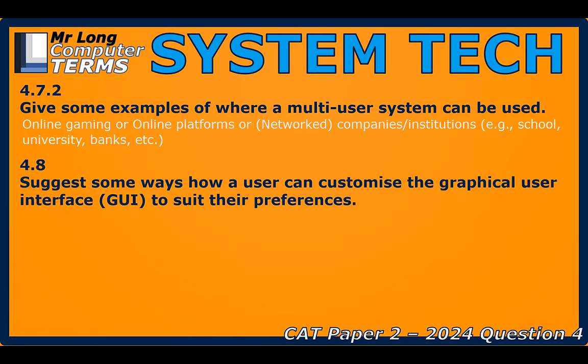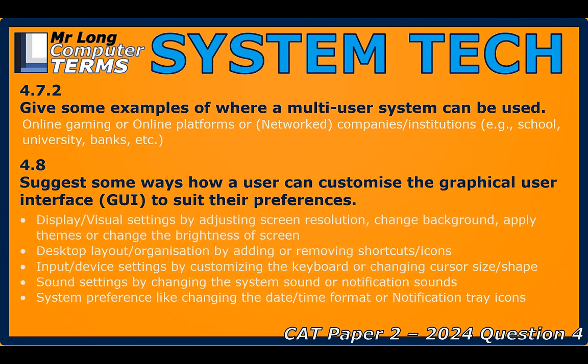There are tons of ways you can tweak the display or visual settings, adjust screen resolution for clarity, change the background wallpaper to something you like, apply whole themes that change colors and icons. Like dark mode. Exactly. Dark mode is a popular theme choice. Or just adjusting screen brightness. Then there's the desktop layout. You can add shortcuts for things you use all the time, remove clutter you don't need. Basically, organize your digital desk.